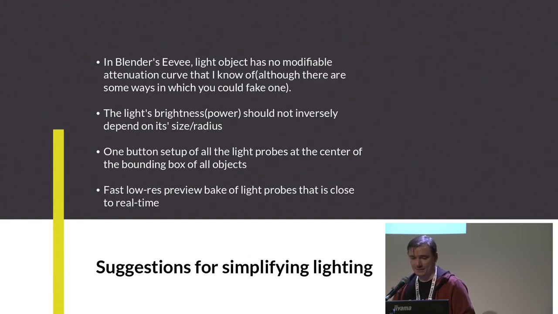And then there's lighting. And lighting in Blender is quite complicated. In Blender, the Eevee light object has no modifiable attenuation curve that I know of, although I did find some ways to fake it, but the control on that is rather lackluster. Also, the light's brightness inversely depends on its size, its radius, and it's a rather weird sight when you increase the radius of the light and suddenly it becomes dimmer, rather than, well, you expect it to be brighter because it gets closer to the object that it's supposed to highlight.